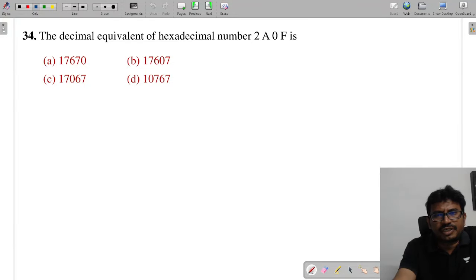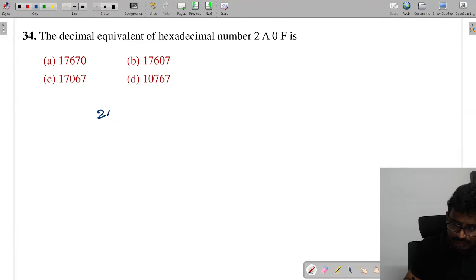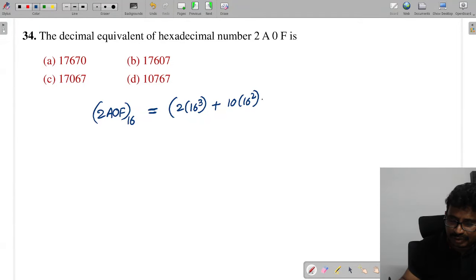The decimal equivalent of hexadecimal number 2A0F. This is a hexadecimal number, decimal form required. So this is 2 into 16 cube, A means 10 into 16 square plus 0, and this is 15 into 1. Simplify. How much is the value? This is 10767.